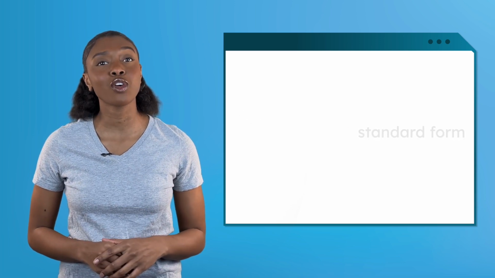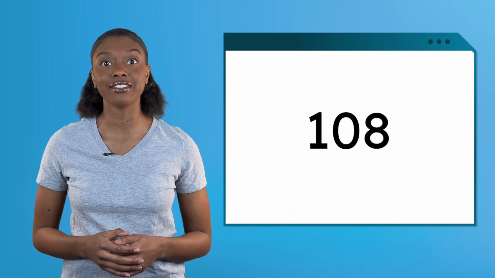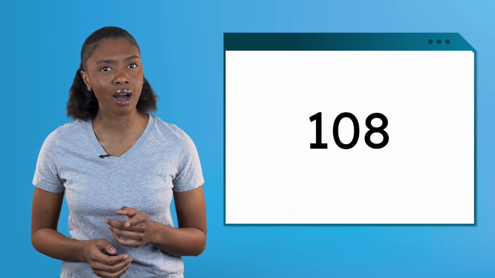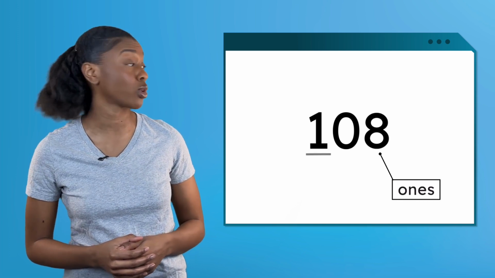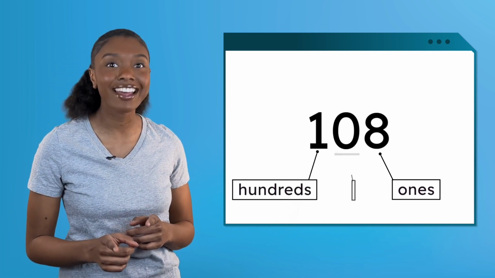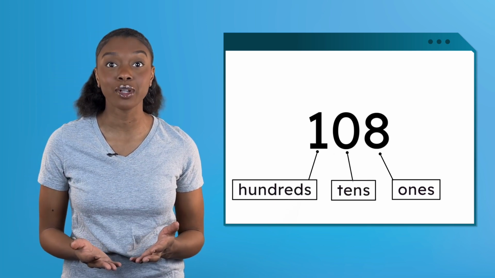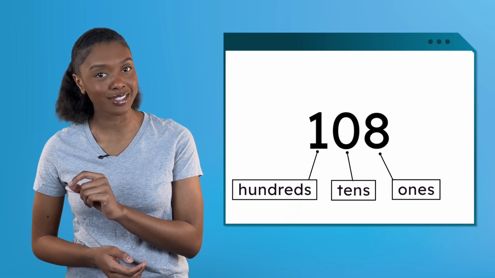When numbers are in standard form, we can use what we know about place value to understand how many ones, tens, or hundreds the number has. For example, the number 108 in standard form looks like this. It has 3 digits, each with a different value. Do you remember the value of this digit here? This is the ones place. And this one over here? Hundreds. And in the middle, tens. Just by looking at this number in standard form, we know it has 100, 0 tens, and 8 ones.